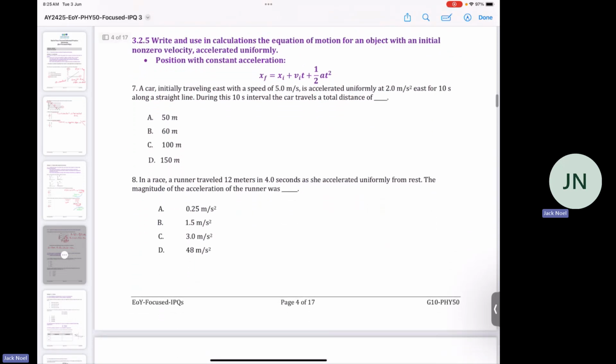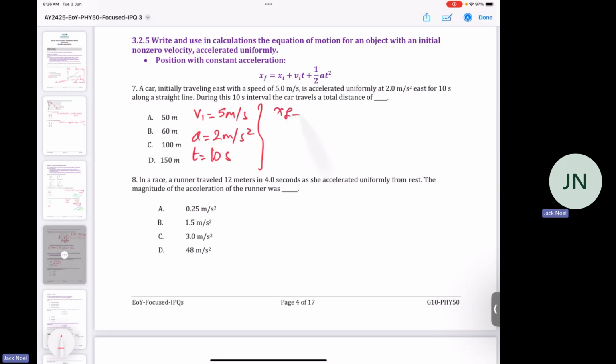Then, using the equation, here it says a car initially traveling east with a speed of 5 meters per second is accelerated uniformly at 2 meters per second squared. So we have vi equals 5 meters per second, the acceleration is 2 meters per second squared, and the time given is 10 seconds. They're asking us during this time interval, which is 10 seconds, how much is the total displacement?